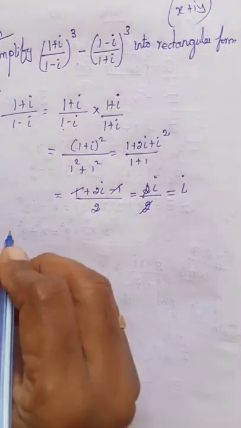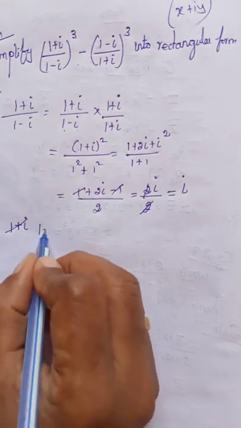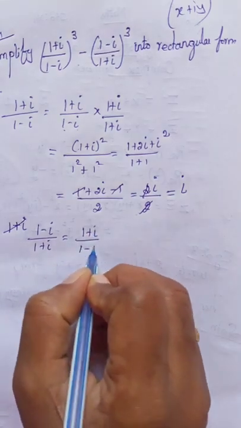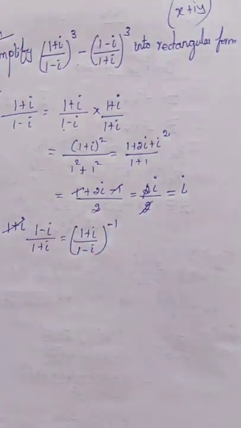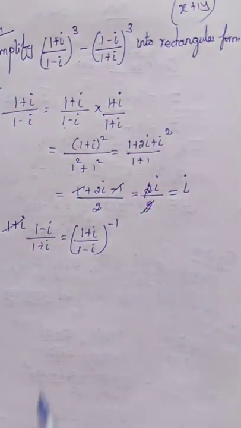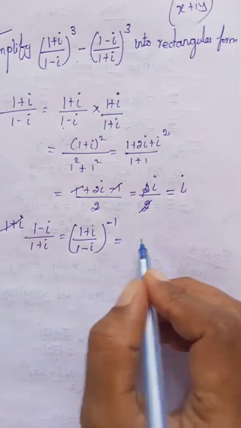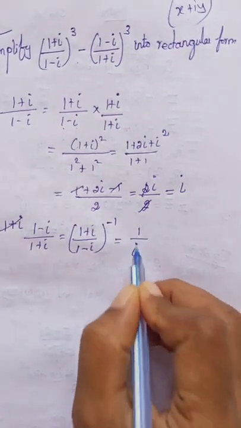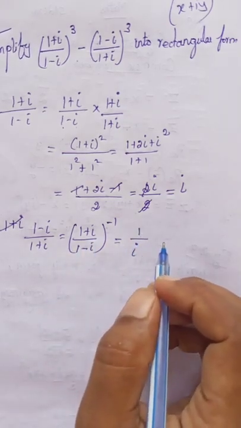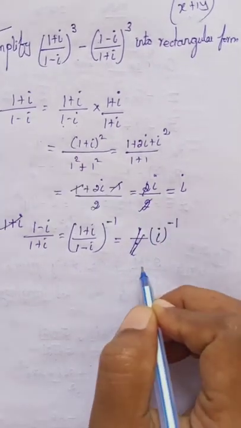Now the same way, see, (1 minus i) by (1 plus i) is equal to, I can write it as ((1 plus i) by (1 minus i)) the whole inverse. Or else you can find it in the same manner. Since we have the value, I have written it as ((1 plus i) by (1 minus i)) the whole inverse. That is, I can write it as 1 by i. This answer is 1 by i, or else you can even write it as i the whole inverse.